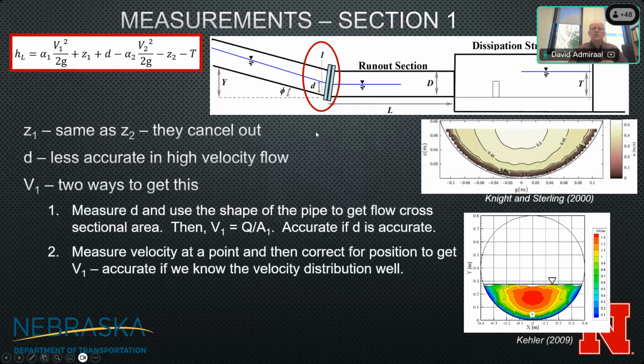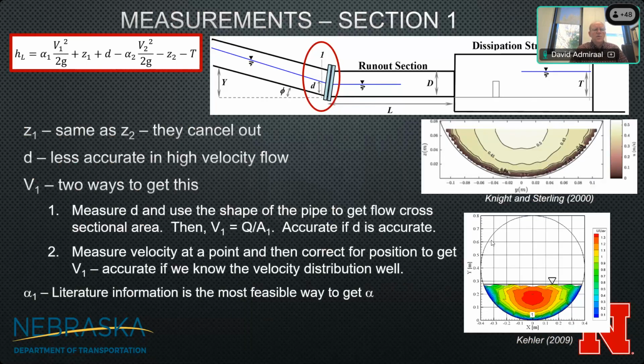And so instead, what we can do is we can also measure the velocity at this point. And I'll show you how we do this. We can measure the velocity at the position, and then we can get V1. And this is really accurate if we know the velocity distribution well. So we use this information about what is the velocity like inside the culvert. And if you know how the average velocity relates to this point velocity, then we can get a really good estimate of this. And this is one of the ways that we do it. Alpha 1, to get that, really the only way we can do this is from literature. That's the most feasible way to get this velocity correction factor.